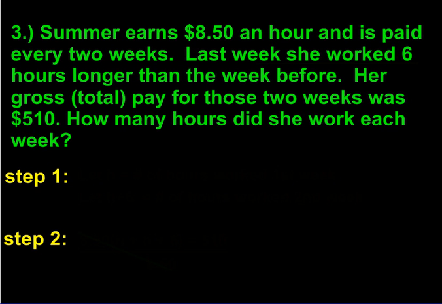Starting with question 3, Summer earns $8.50 an hour and is paid every 2 weeks. Last week she worked 6 hours longer than the week before. Her gross or total pay for those 2 weeks was $510. How many hours did she work each week?